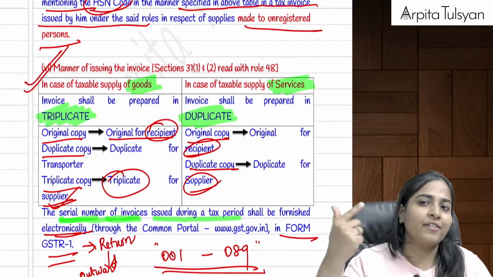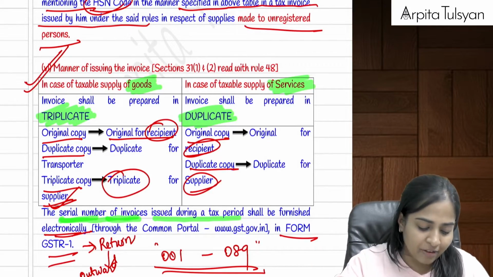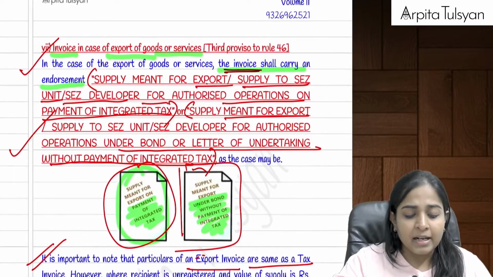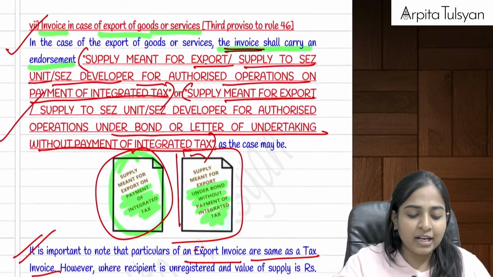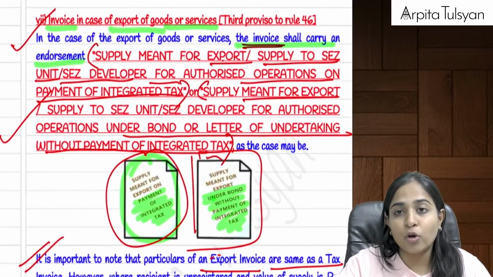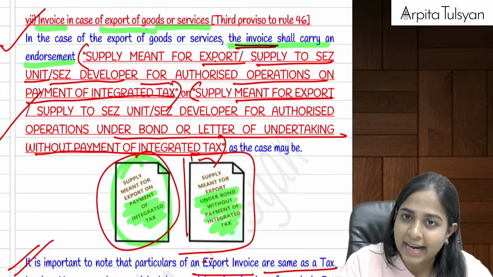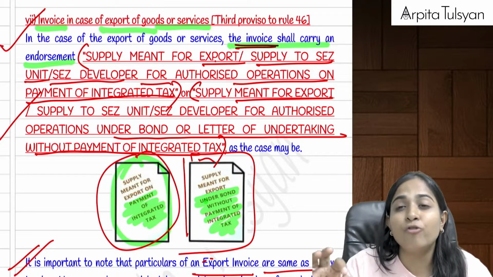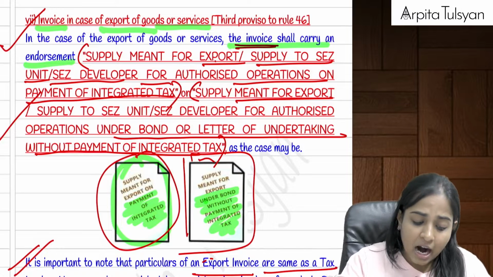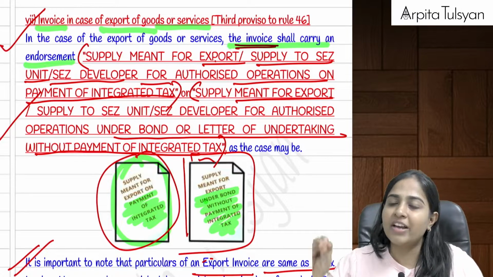So the original one will go to the recipient and the duplicate one will be for the supplier. Right? Acha, whenever we are issuing any invoice in case of export of goods or services, it can be done in two ways. Either we would have paid the IGST, or we have not paid the taxes and, under the bond or letter of undertaking, we have exported the goods.